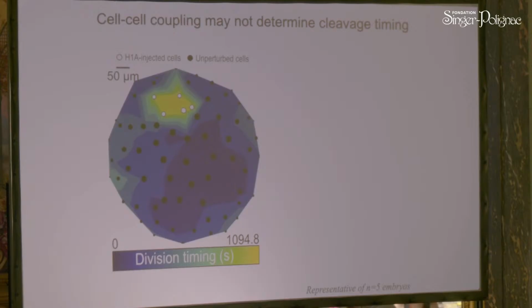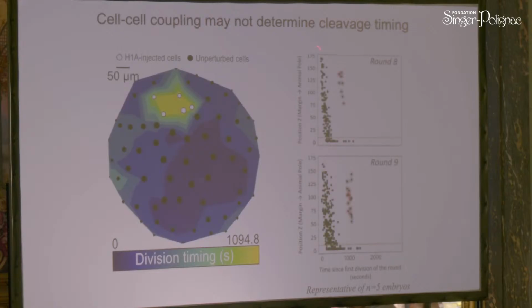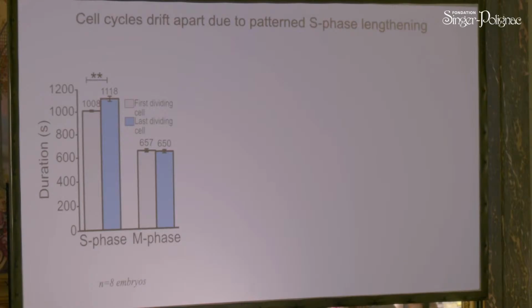So this is just showing you in a schematic, again, that these are the transplanted cells, and then you can show, if you look at the position of these cells along the animal-vegetal axis, that the ones which have received the histone have a longer cell cycle. This is time here. And this is not being healed after subsequent rounds, indicating that there's no synchronization of these injected cells.